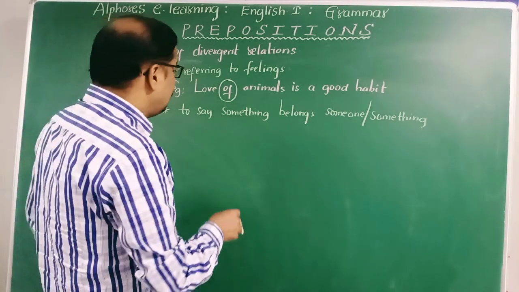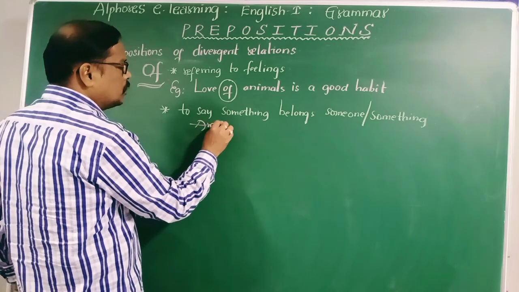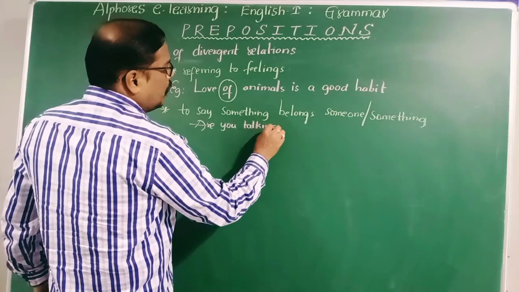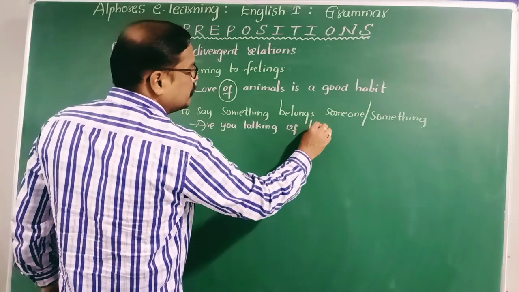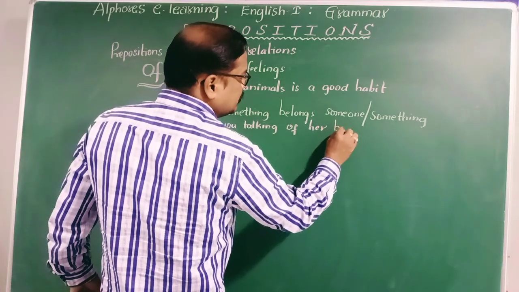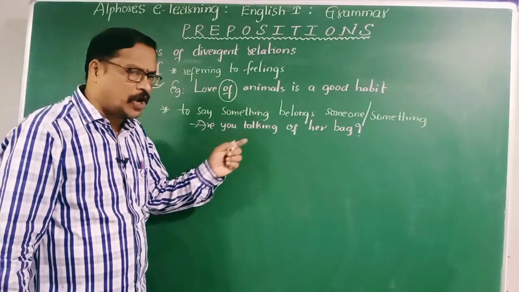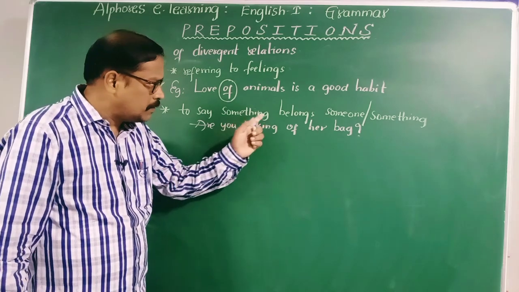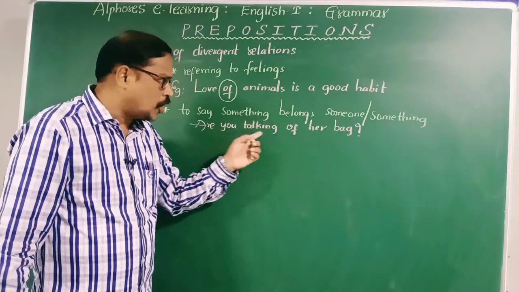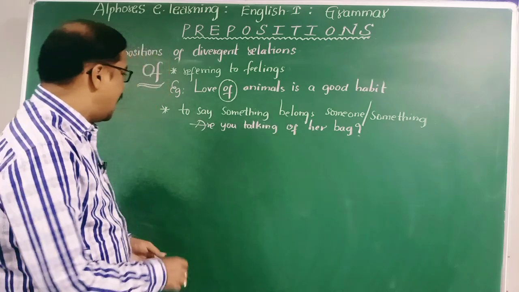Just let me give one example for this also. Are you talking of her bag? Are you talking of her bag? Just we can write like this. It is an interrogative sentence. Something belongs to someone or something. Are you talking of her bag? The bag belongs to her.